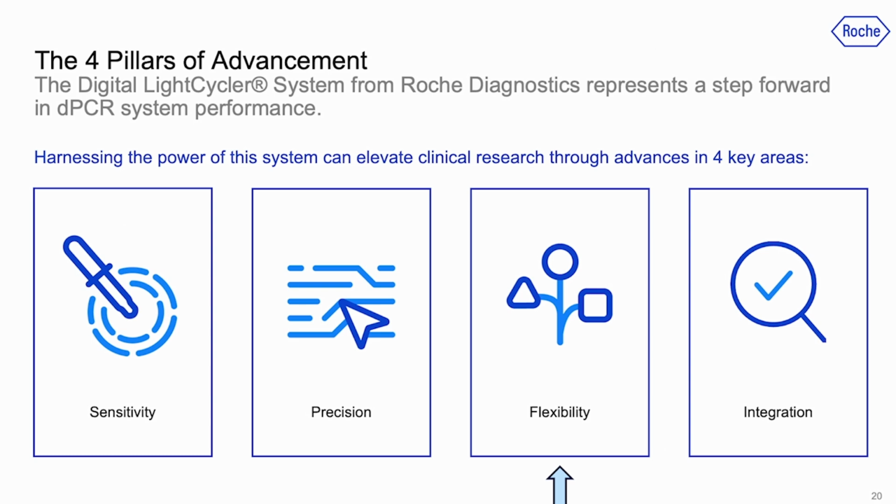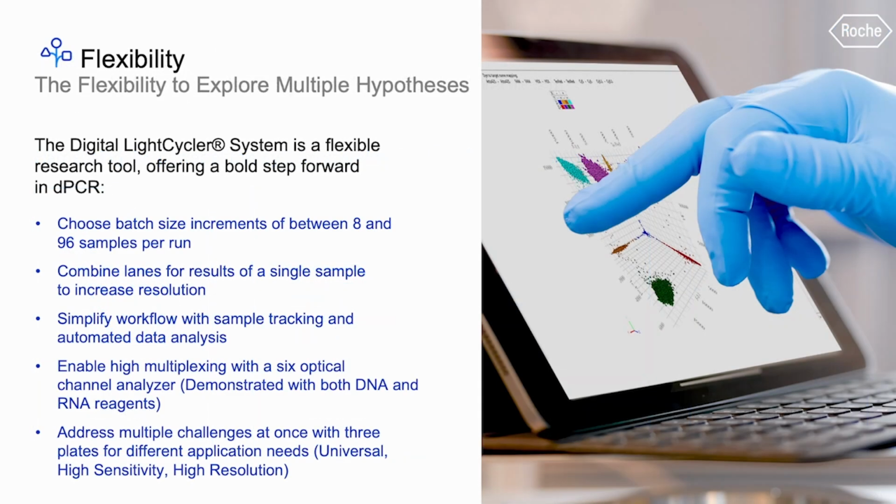So now I'm going to move on to flexibility, which is our next pillar in terms of advancements that have been built into this system. Some of these have already been touched upon, but I wanted to highlight them here. The digital LightCycler system is a very flexible clinical research tool with the ability to choose different batch size increments, as I mentioned, anywhere from 8 to 96 in a single run.